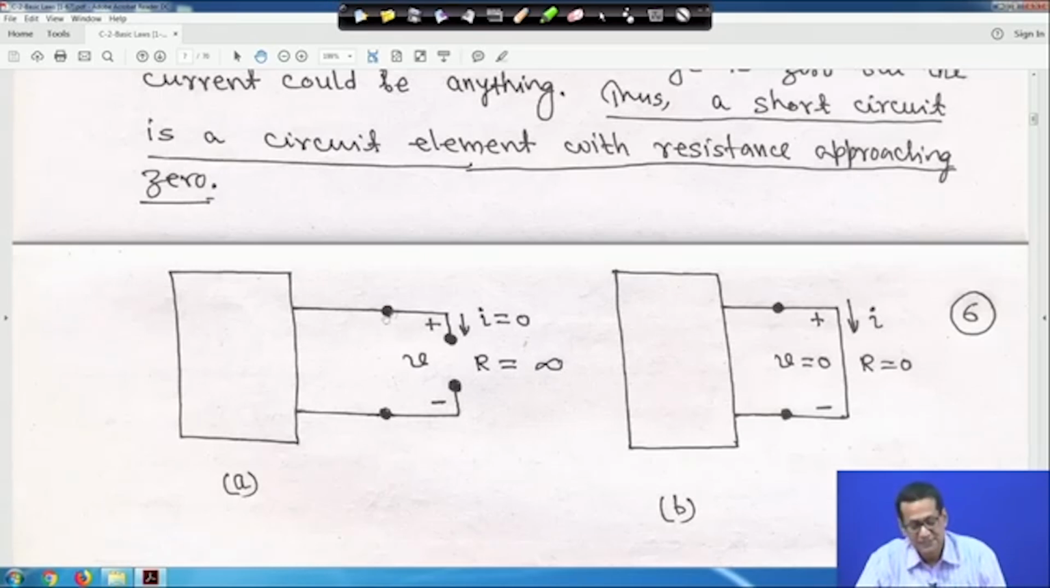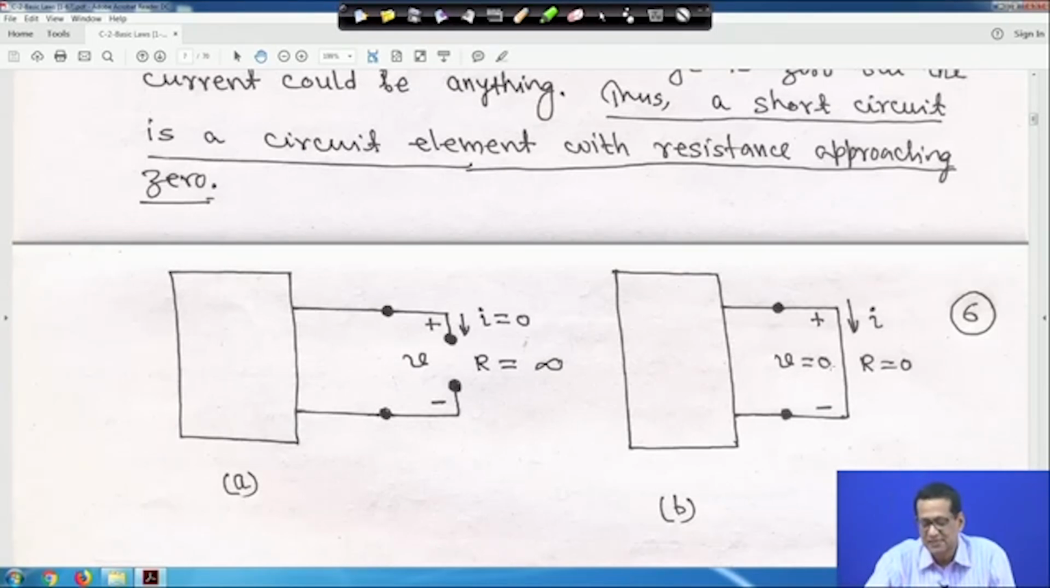But when it is a short circuit, suppose these two terminals are shorted, I will be there, because it is a closed path, and the current will be high. R is equal to 0, and at the same time V is equal to 0, because V is equal to IR, so if R is equal to 0, then V is equal to 0.